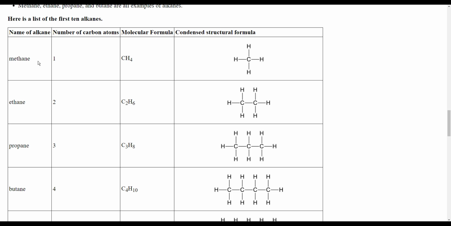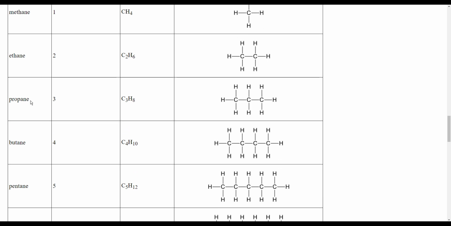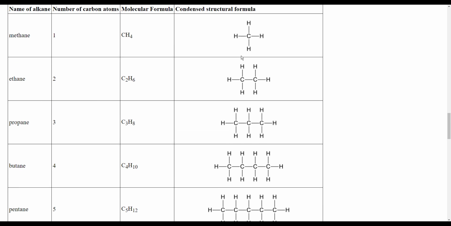First of all, the names shown here on the left, you have to memorize. So when there's one carbon, it's called methane. If it's two carbons, ethane, three, propane, etc. And we'll practice memorizing that together in class a little bit. But look at the pattern of how these formulas work.